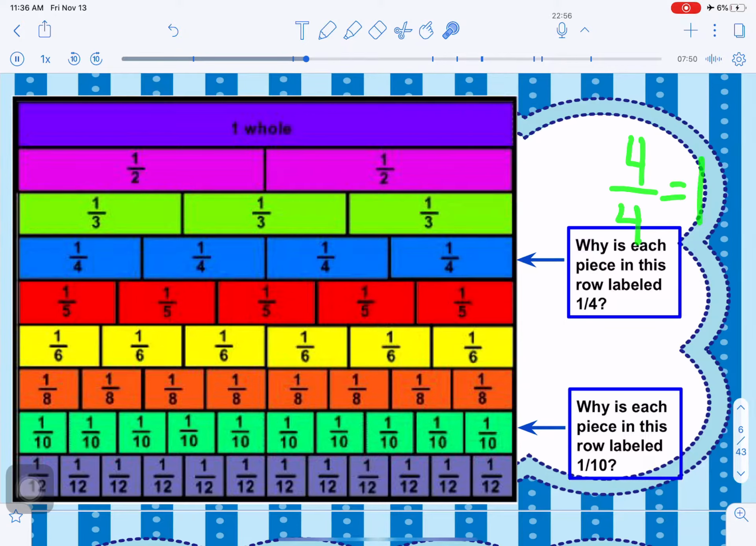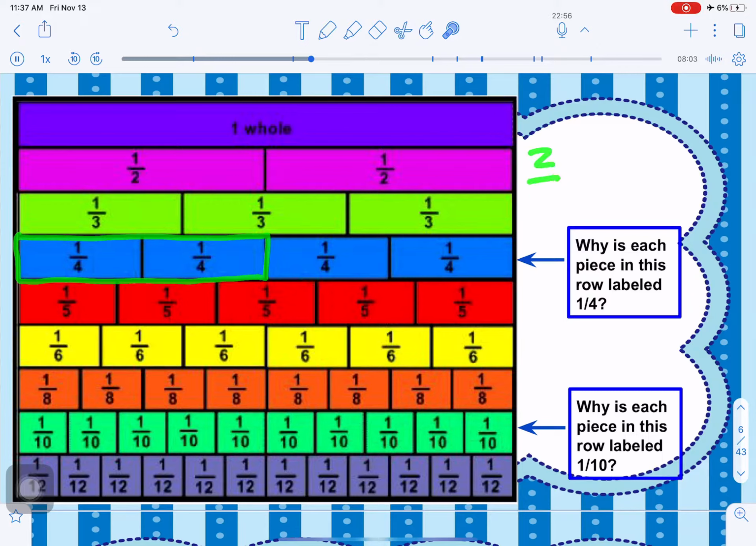And this also gives me more information. If I only look at 2 of those pieces, I know that it's 1/4 plus 1/4, which gives me 2/4, and I could now see that it's equal to other pieces like 1/2, like 3/6, or 5/10.